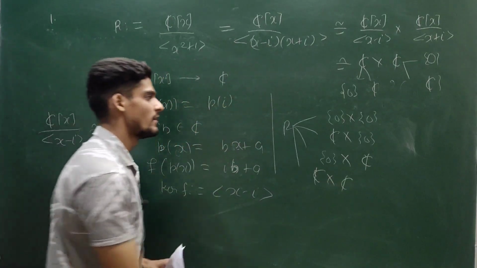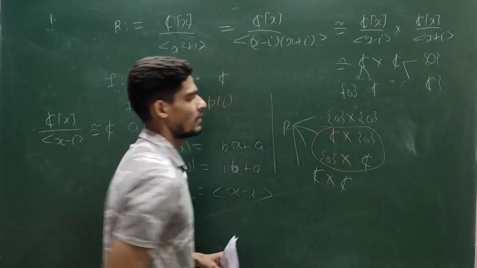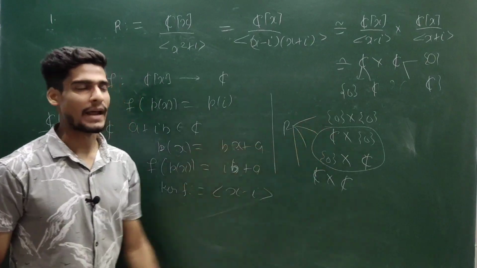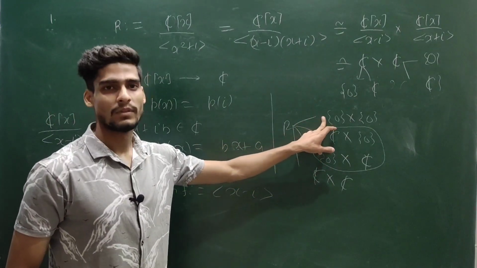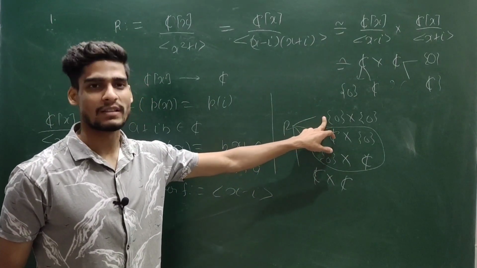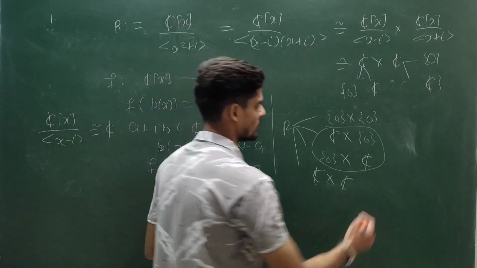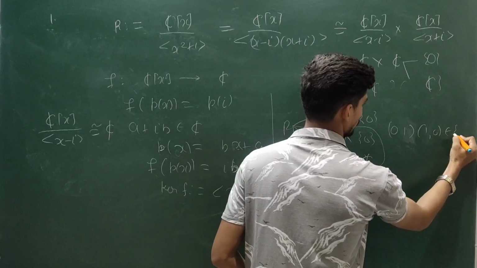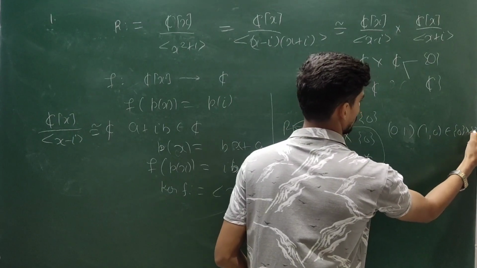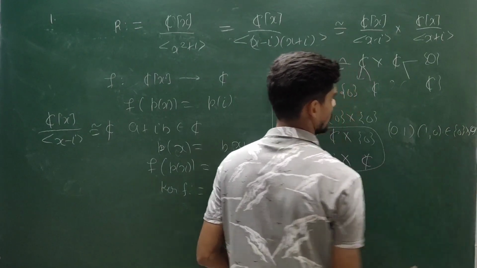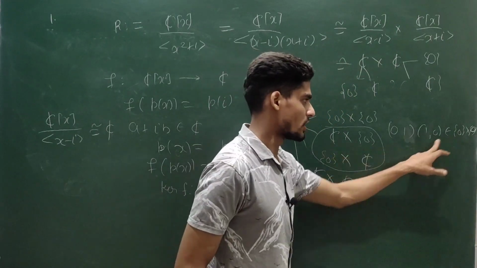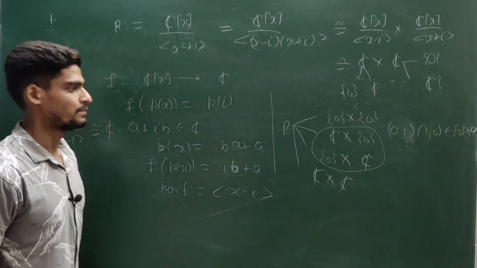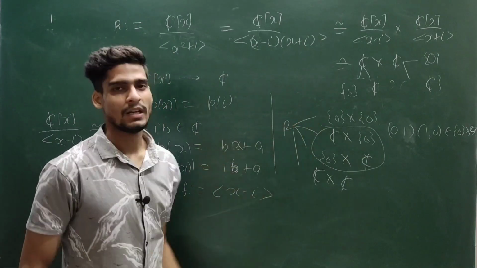You can easily check these two are prime ideals as well as maximal ideals. So these two are maximal and prime both, whereas this one is neither prime nor maximal. You can see for this, (0, 1) cross (1, 0) belongs to 0 cross 0, but neither is this inside this, nor is this inside this. So by the definition of prime ideal, this is not a prime ideal. And you can easily verify these two are prime ideals.